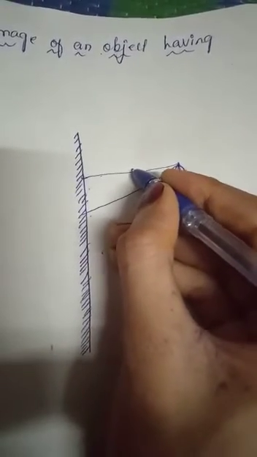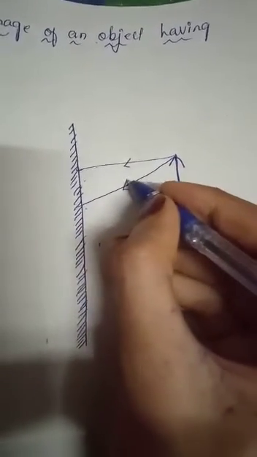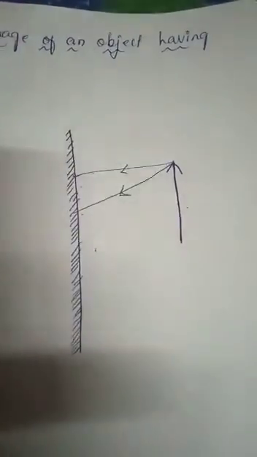then how do we get the image of this pen in the mirror? For this we have to learn the ray diagram. From the top of this object, two rays are falling. First ray is this ray and second ray is this ray. This is the first ray, this is the second ray, without any confusion.